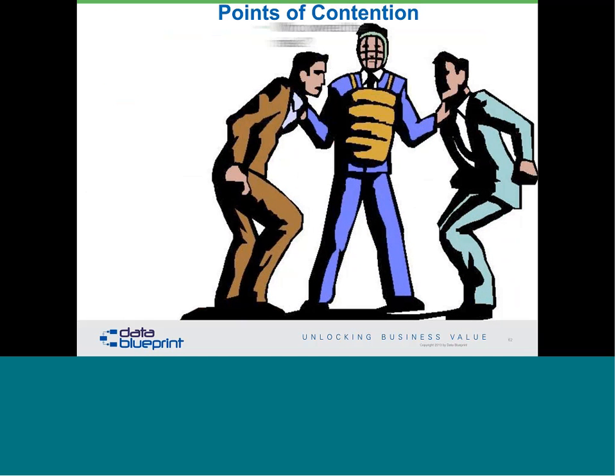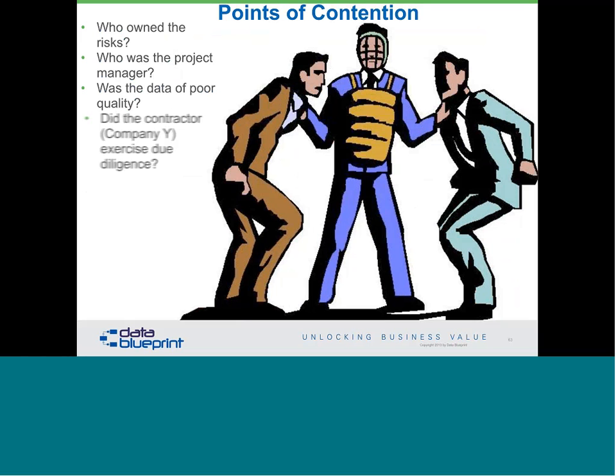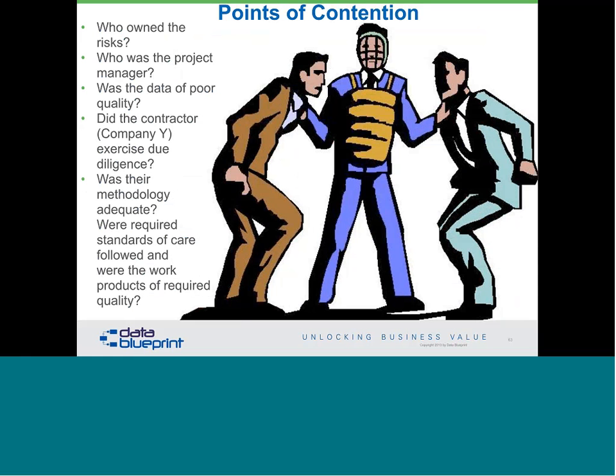What was in dispute, though, at this point was who owned the project risks. Literally, who was the project manager? Was the data, in fact, of poor quality? Did the contractor, company Y, exercise due diligence? Was the method they were using adequate? And did they follow the required standards of care? You can all picture the rest of the process here.